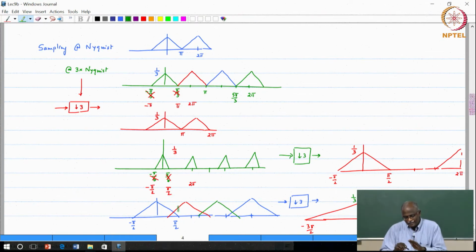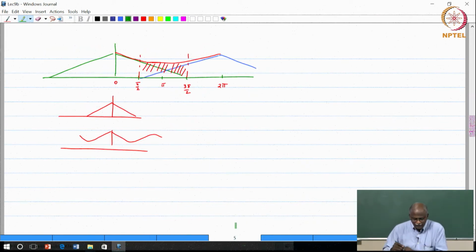When I exceeded pi by 3 and went all the way to pi by 2 and downsampled it, I saw that aliasing happened. So, here is a layman's way of describing the signal. When you do the downsampling, the following 4 steps happen.